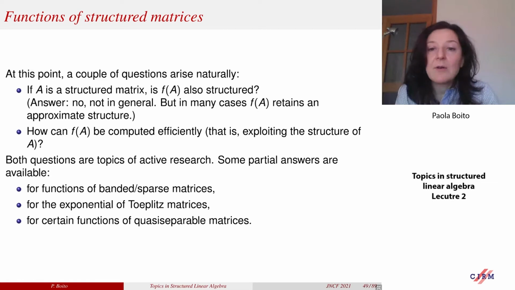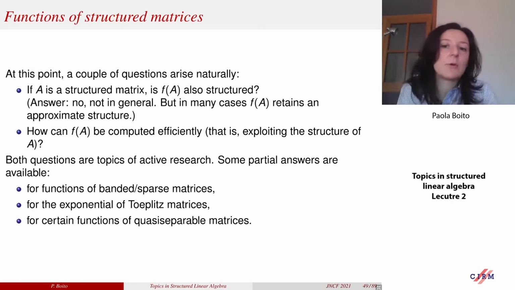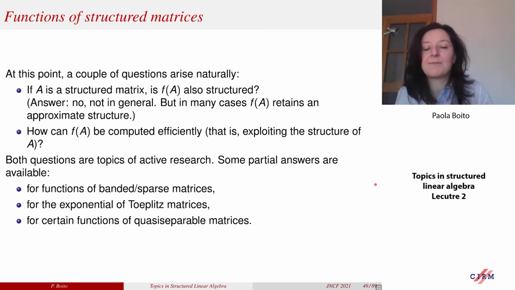There are results on functions, namely on the exponential of Toeplitz matrices. We're not going to talk about this, but there's vast literature on it. It's a very fascinating topic. And there are also results for certain functions of quasi-separable matrices, and we'll say a few words about this.